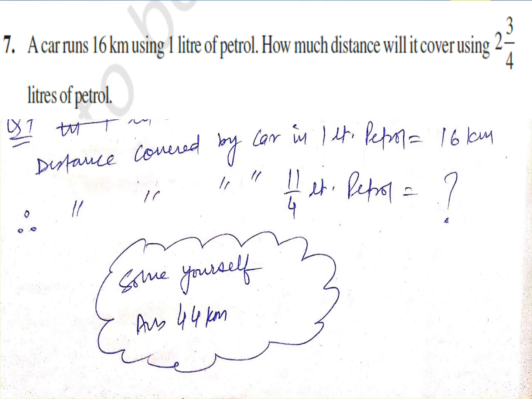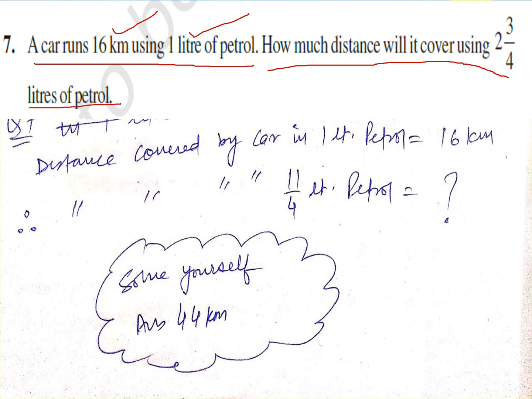Question number 7. A car runs 16 km using 1 liter of petrol. Again a question of unitary method. Again they are telling you that if your car has 1 liter of petrol, you can go 16 kilometers. Then how much distance will it cover using 2 3 by 4 liters of petrol? Same question, same way you can solve.